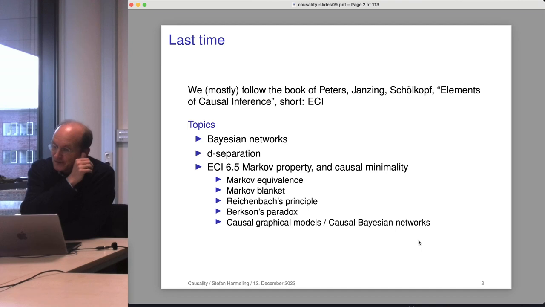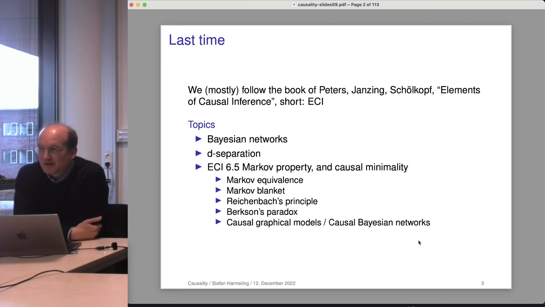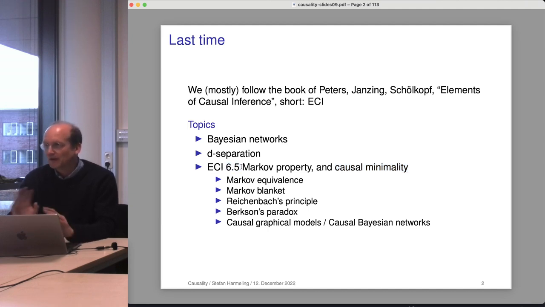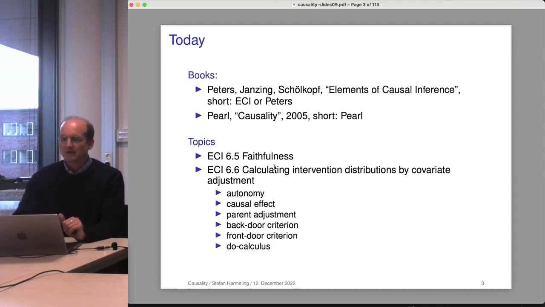We still are following the book from Jonas Peters, Dominik Janzing, and Bernhard Schölkopf. So we talked already about these topics, Markov properties, and so on and so forth. However, we haven't covered the causal minimality, so that's something we cover next. And after that, we have finished up section 6.5, and then we deal with the covariate adjustment as announced in the title. But let's first talk about causal minimality, what this is about.